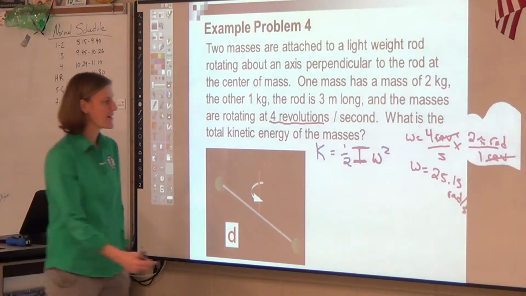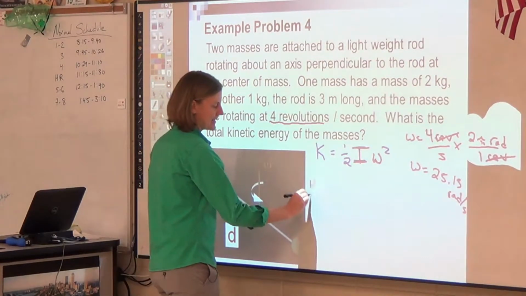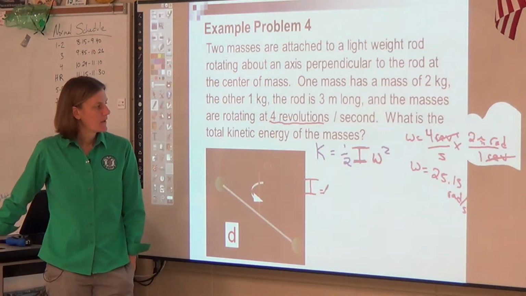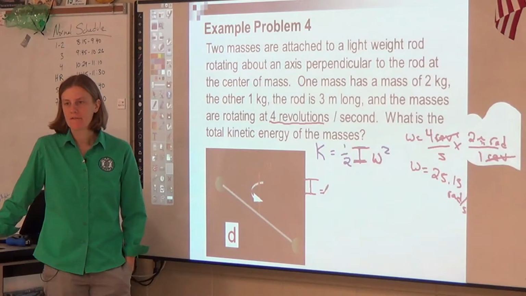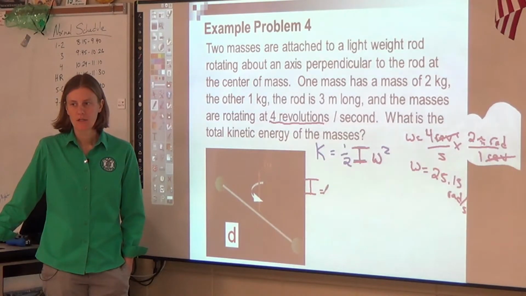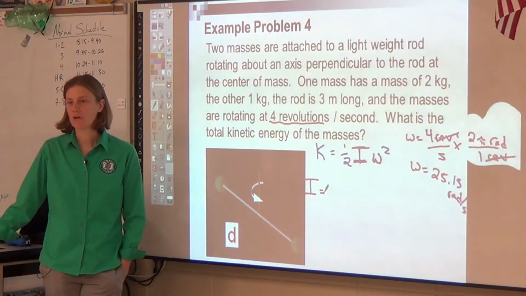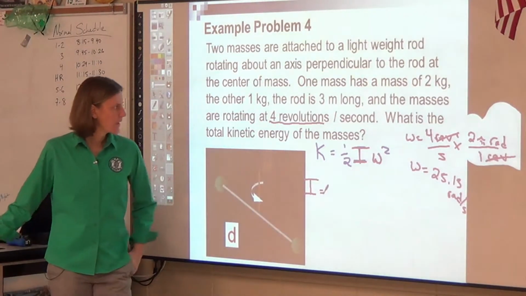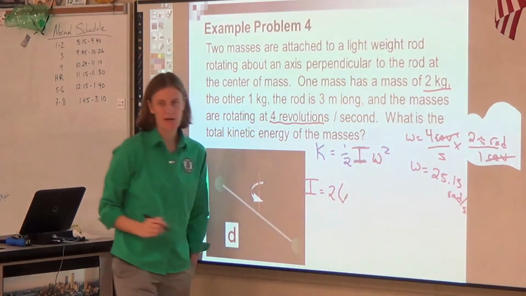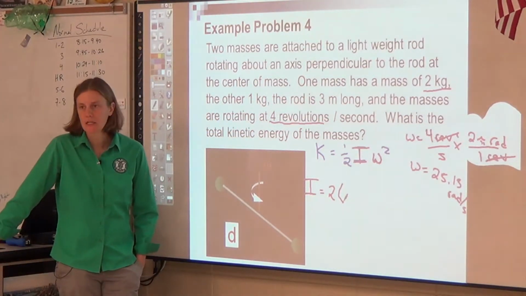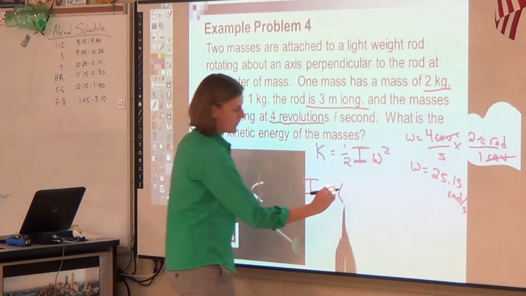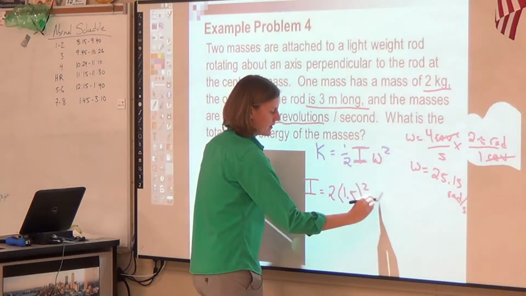And now we need to plug in for I. And again, there's 2 point masses, so we're just doing mr squared twice. I'm just going to sum that up. There's only 2 of them. What would the radius be if this rod is 3 meters long and it's rotating about the middle? Okay, good. So 1.5 meters would be the radius.